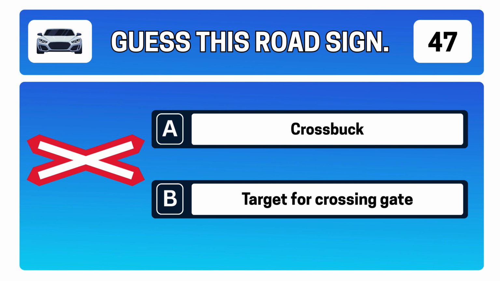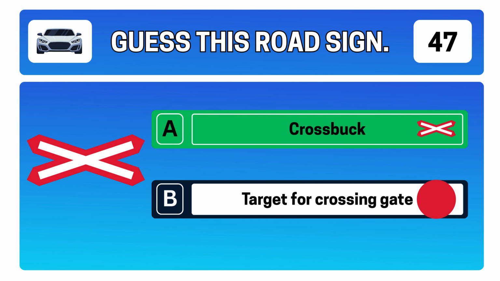Guess this road sign. A. Crossbuck. B. Target for crossing gate. Exactly. This is a crossbuck sign.